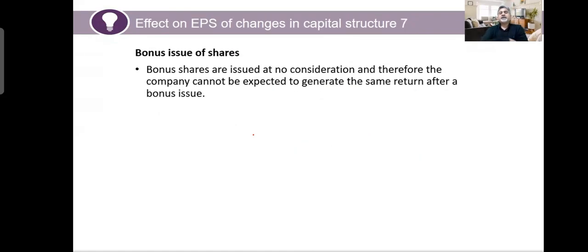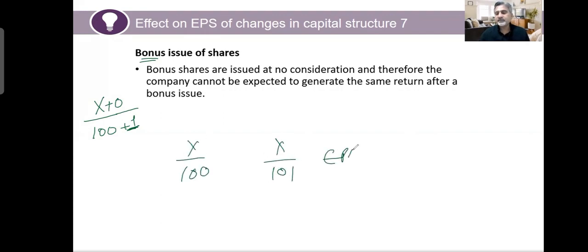Bonus shares are issued at no consideration, and therefore the company cannot be expected to generate the same return after a bonus issue. I was explaining to you that let's suppose you had earnings X and you had 100 shares, and X divided by 100 would be your EPS. But then you decide to give one additional share, but you are giving it as a bonus. So it means that cash will not come in, and the cash will not be further invested. So your earnings will remain the same. Like before it was X over 100, now it is X over 101. So naturally, there is going to be a negative impact on your EPS because you just gave bonus issues. Now, why do I need to calculate? We need to somehow neutralize this impact.